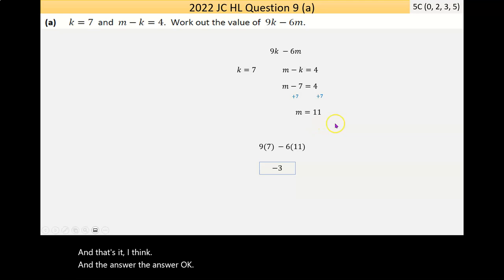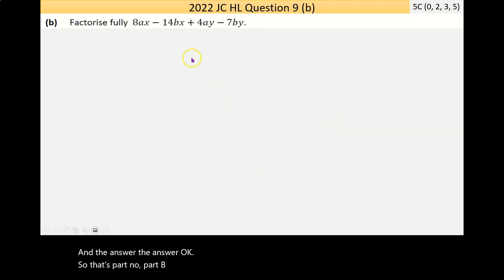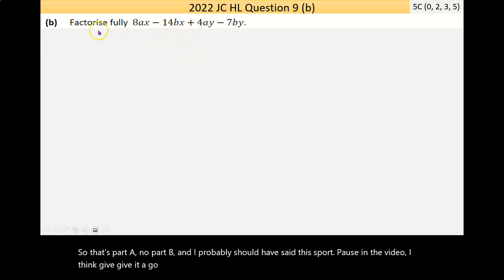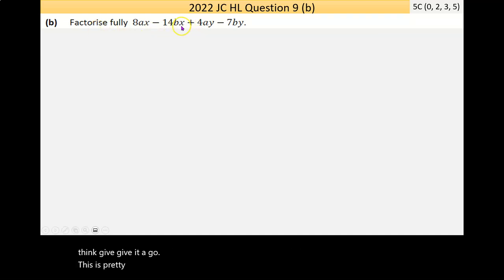So that's part A. Now, part B, and I probably should have said this, it's worth pausing the video and giving it a go. This is pretty standard factorization. So it says factorize fully this statement here.